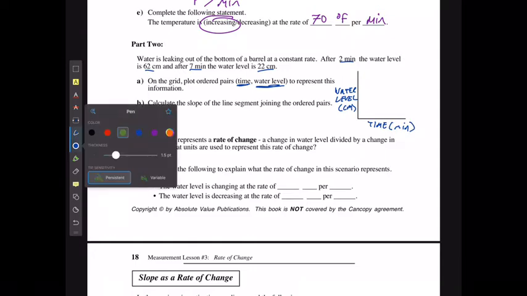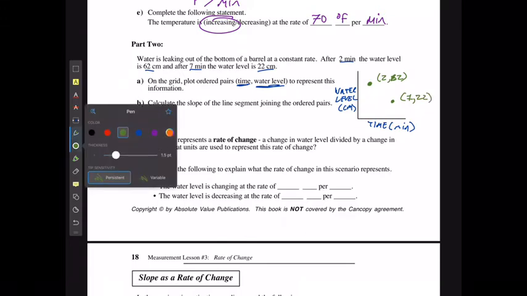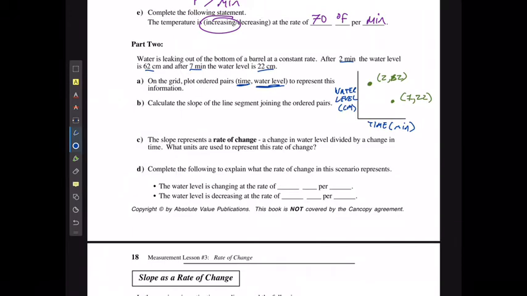And I have my points. The first one is 2 minutes and 62 centimeters. And the second one is going to be 7 minutes and 22 centimeters. If I connect these points, then I can calculate the slope of this.